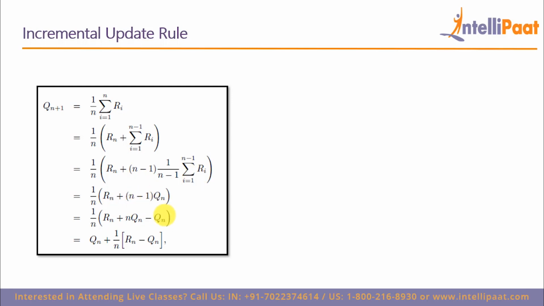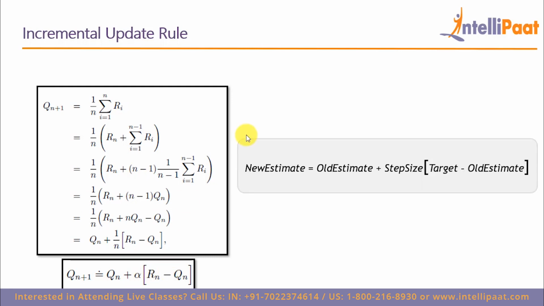So we can simplify this equation a little further. We'll distribute Qn to get this form, and finally we'll pull out the nQn term from here and multiply by 1/n. So we'll get this equation. Now we have an incremental update rule for estimating values, where alpha is a function of n and is typically a number between 0 and 1. So we can write this equation in this form.